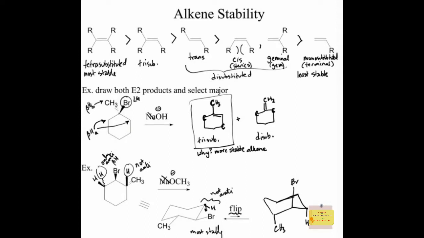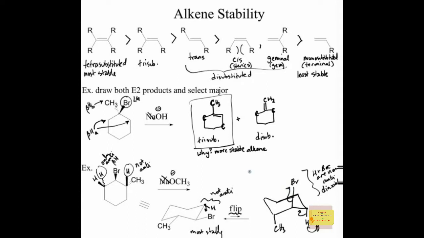In this chair conformation, now my H and Br are anti. We call it anti-diaxial. As the necessary conformation in a chair conformation, the leaving group must be in an axial position in order to be 180 degrees from the beta hydrogen. And so our base can come in, grab that proton, kick off the leaving group.